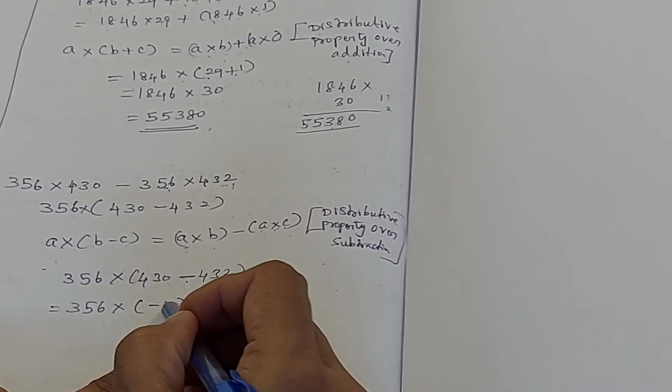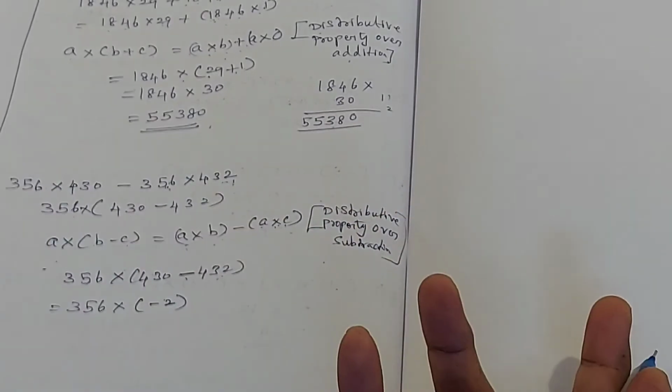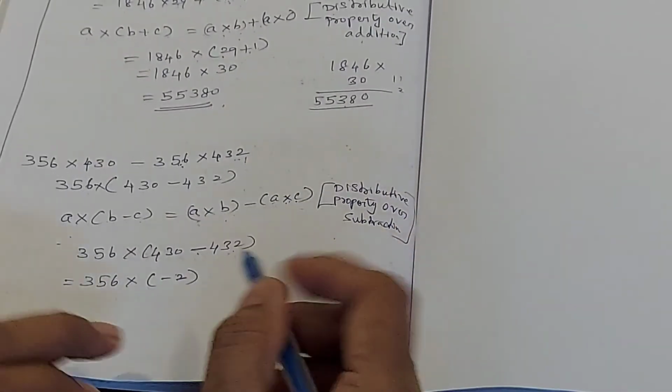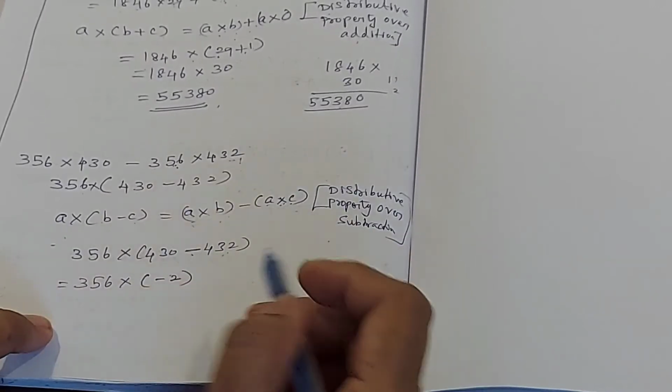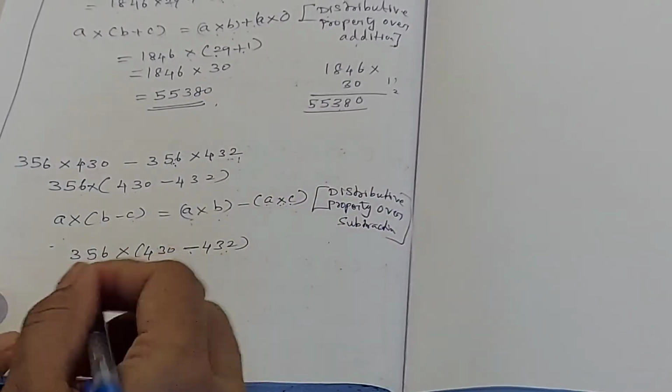So we have to write minus 2. If we put 2, the answer will be wrong, because the answer will come in positive sign, but we need the answer in negative sign, then only your answer is right. Okay, children.